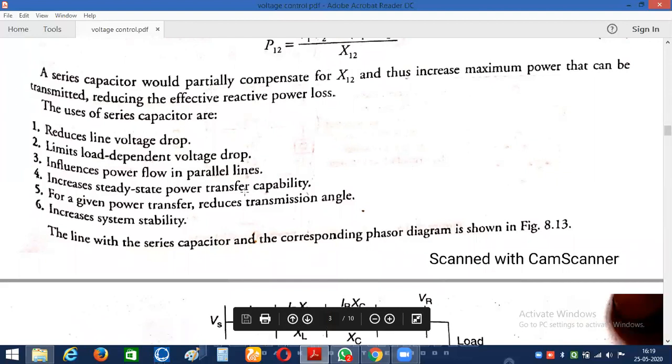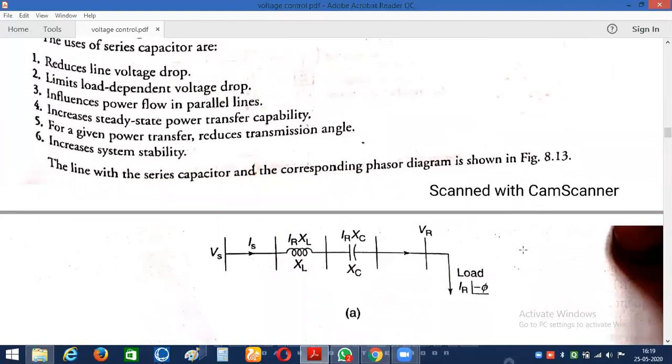So it also increases steady state power transmission capability. For a given power transfer, it also reduces the transmission angle. So these are all the advantages that we have.